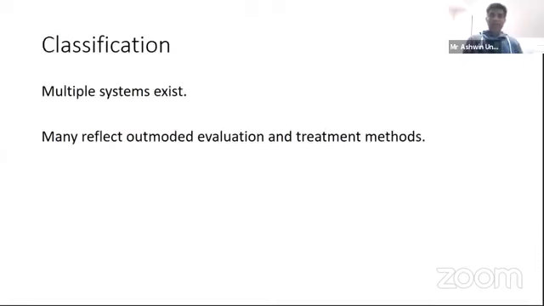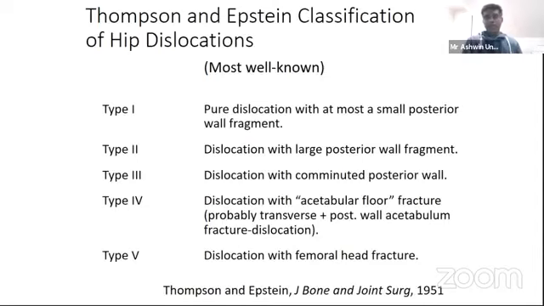So, the classification of the hip dislocations. Now, this is important to know: the Thompson-Epstein classification. Type 1 is a pure dislocation with or without a minor posterior wall fragment. Type 2 is dislocation with a large posterior wall fragment. Type 3 is dislocation with a comminuted posterior wall fragment. Type 4 is dislocation with an acetabular floor fracture, and type 5 is dislocation with a femoral head fracture.